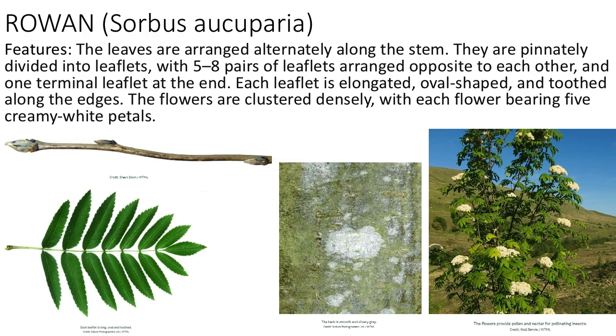It could be possible to confuse this tree with an ash tree or an elder. However, the rowan leaflets, which again are these pairs on the leaf, are serrated and generally have pointed ends, distinguishing them from both the elder and the ash tree. So having a pointed leaflet at the end is a key identifier for the rowan.